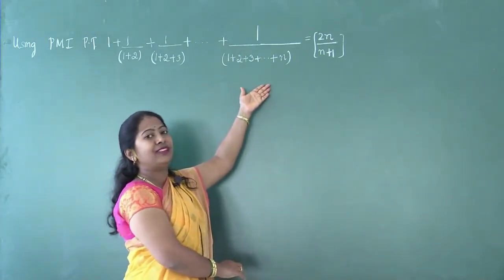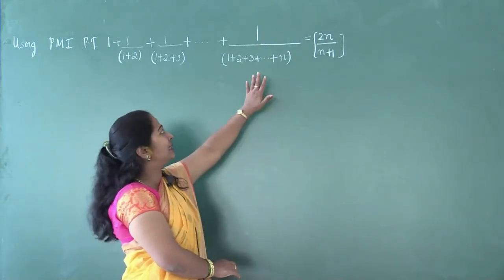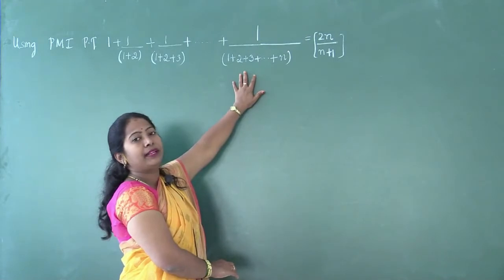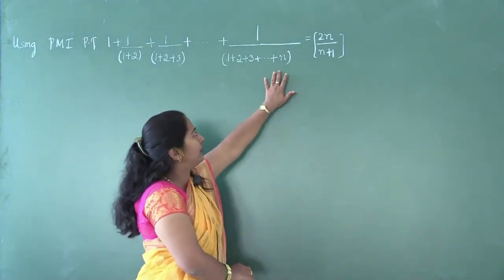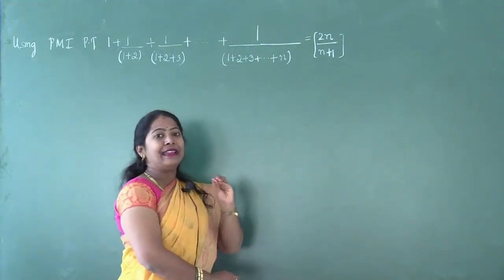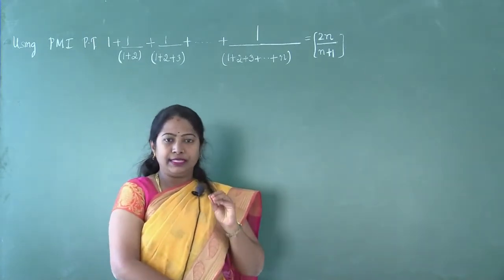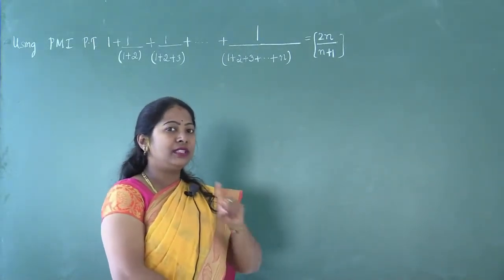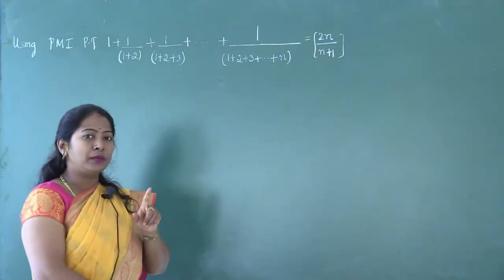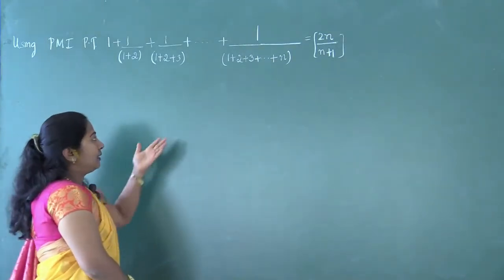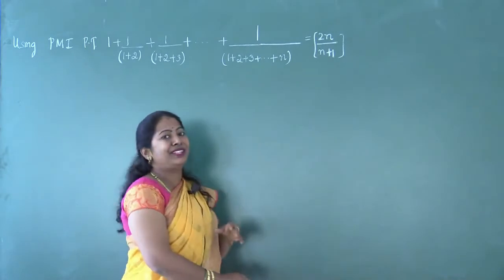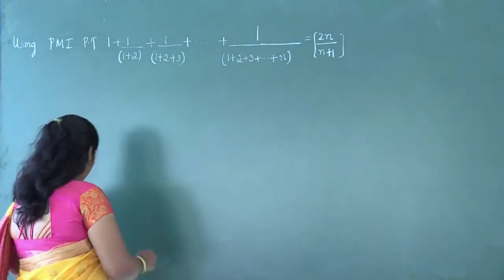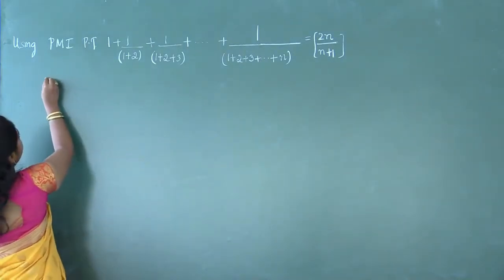When you observe the last term of the LHS and look at the denominator here, can I write the denominator 1 plus 2 plus 3 etc. plus n as n into n plus 1 by 2? Yes, that is the standard result, and in induction that is the first problem. So by problem number 1, we can write the denominator, that is the last term of the LHS, as n into n plus 1 by 2. So what does the given problem become now?